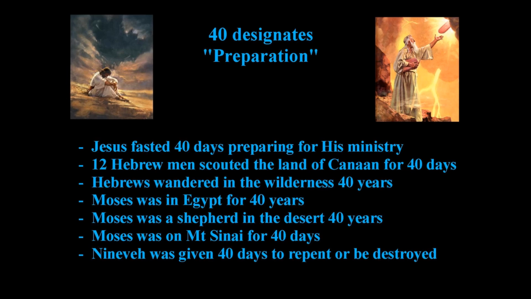In the Old Testament, the 12 spies had spied out the land of Canaan for 40 days in their preparation to cross over. The Hebrews spent 40 years of probation in the wilderness for preparation to enter into the promised land. Years prior, Moses had spent 40 years of preparation in Egypt, and then 40 years of preparation in the desert to lead the nation of Israel.